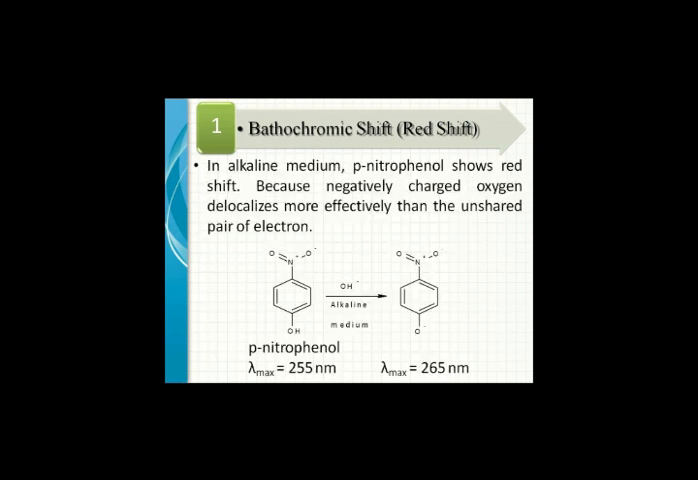Bathochromic shift or red shift in alkaline medium: para-nitrophenol shows red shift due to the negatively charged oxygen delocalizing more effectively than the unshared pair of electrons. This is para-nitrophenol, and due to the oxygen atom of the phenolic group, the medium, the solvent, changes the lambda max value from 255 to 265 nanometer.